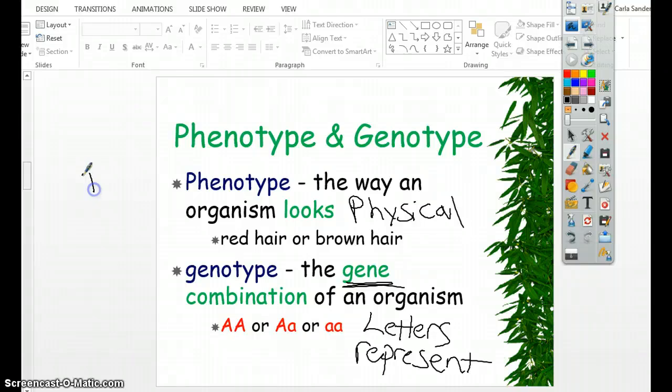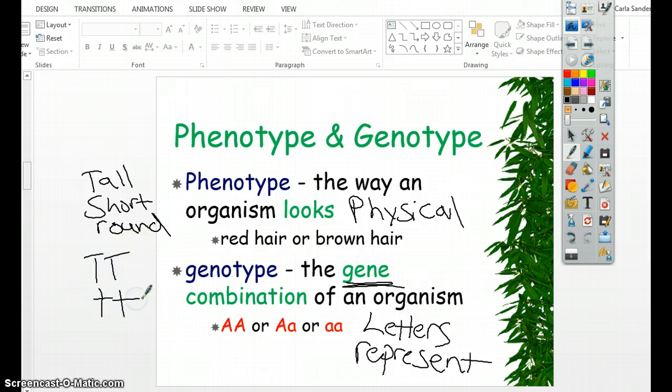So tall, short, round are all phenotypes. Pure dominant, pure recessive. Dominant means big, it's what shows up. Recessive is little. Those are the genes, genotype.